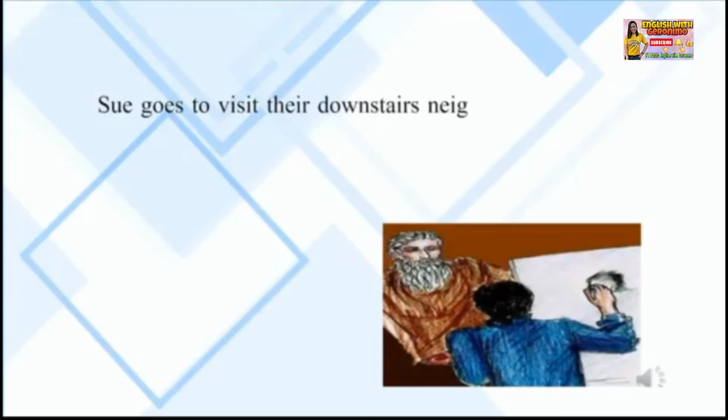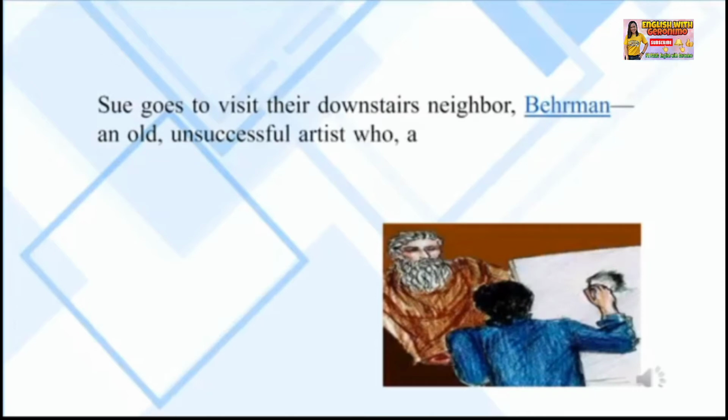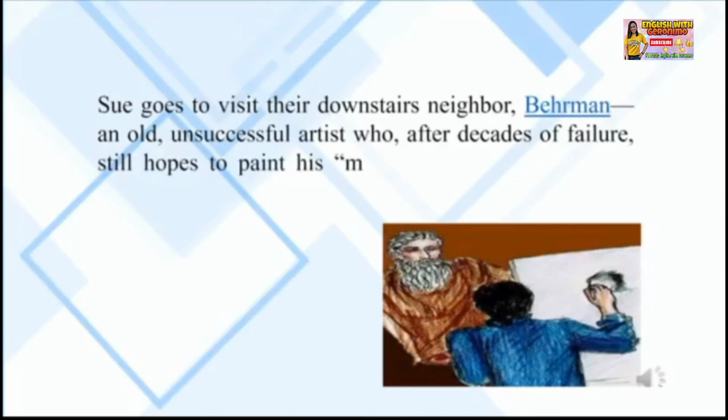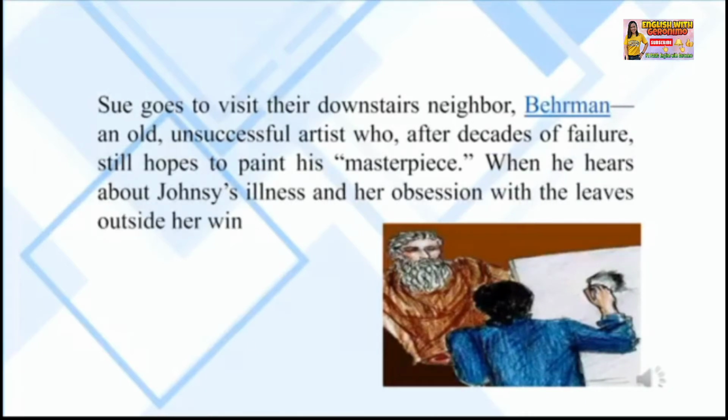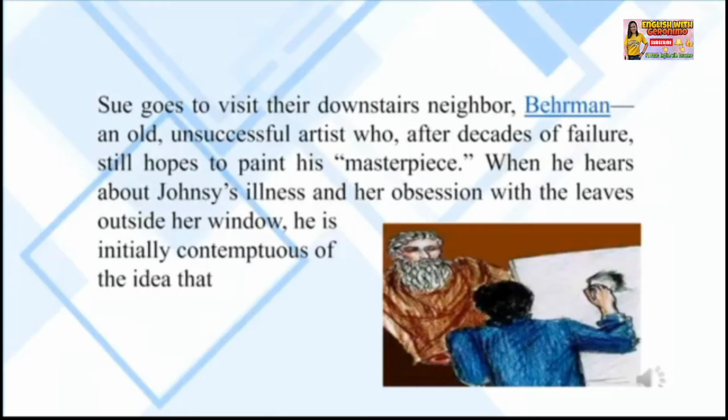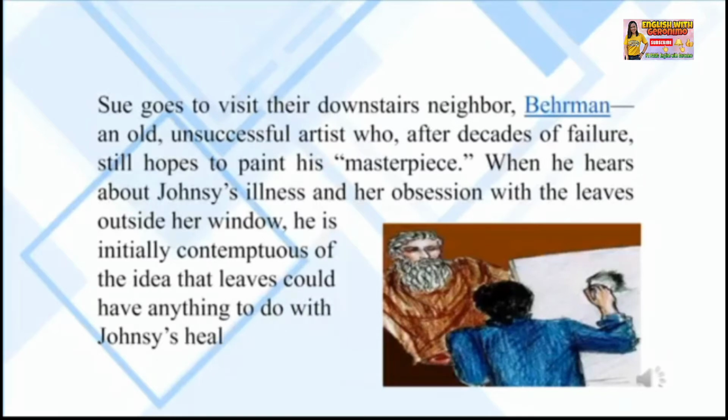Sue goes to visit their downstairs neighbor, Behrman, an old unsuccessful artist who, after decades of failure, still hopes to paint his masterpiece. When he hears about Johnsy's illness and her obsession with the leaves outside her window, he is initially contemptuous of the idea that leaves could have anything to do with Johnsy's health.